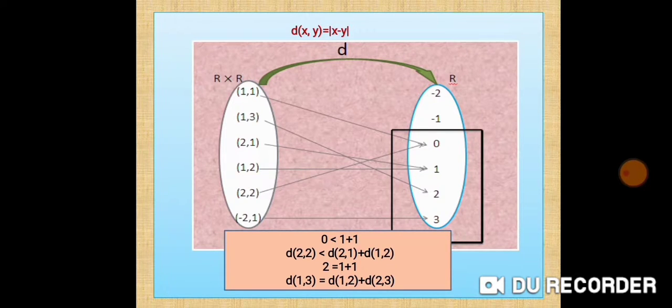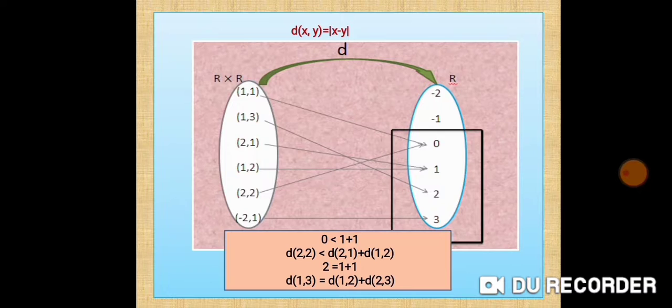This d satisfies the conditions of a metric. Here (1, 1) maps to 0, (1, 3) maps to 2, (2, 1) maps to 1, (1, 2) maps to 1, (2, 2) maps to 0 and (minus 2, 1) maps to 3. Therefore, all the elements of the domain map to positive numbers only. Therefore, d of (x, y) is greater than or equal to 0 for all x, y belongs to R. Therefore, the first condition is satisfied.